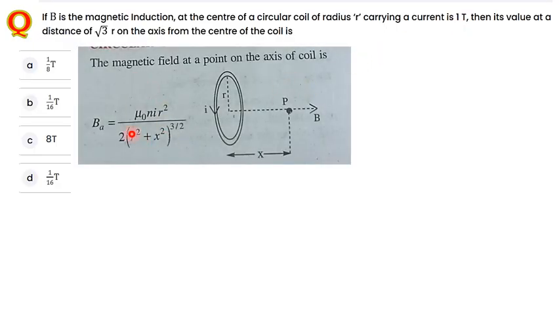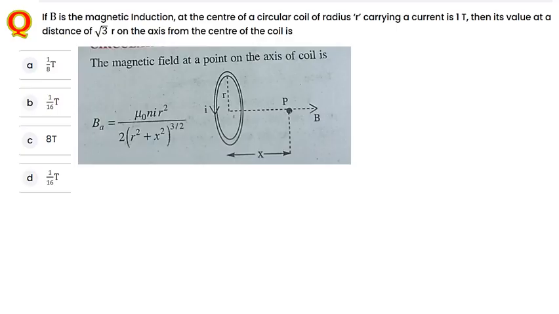In the first case, x equal to 0, the magnetic induction is 1 Tesla. For the other case, we already found the value, which is 1 by 16 of this value. Now let me show you in this case.